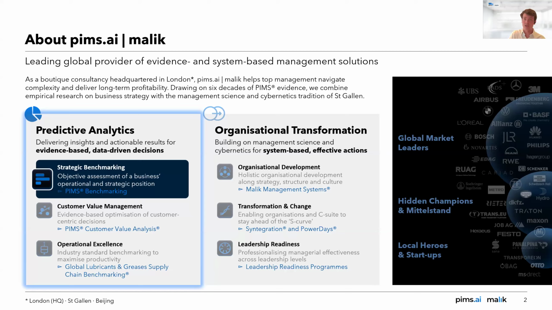And on the other side, which is the side where I specialize mostly, is the predictive analytics side. So evidence-based insights to inform decisions. And at its heart is strategic benchmarking, which is built on the PIMS program. I'll come back to this PIMS program because it's key to this whole operations room.